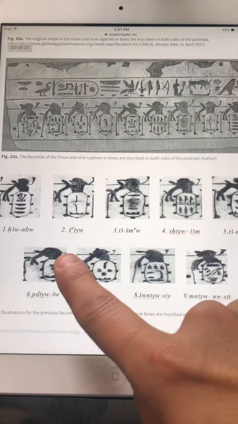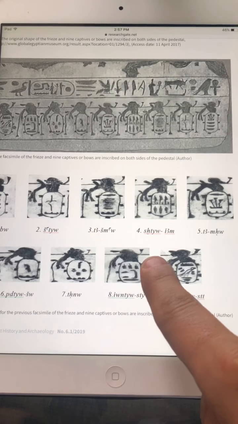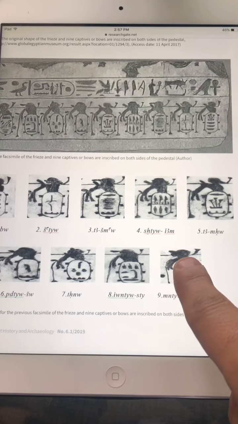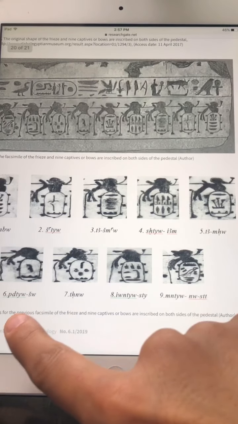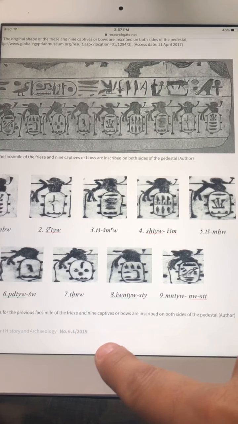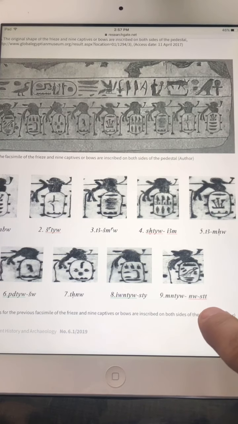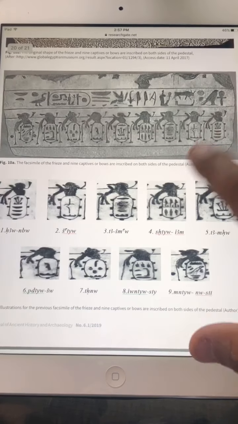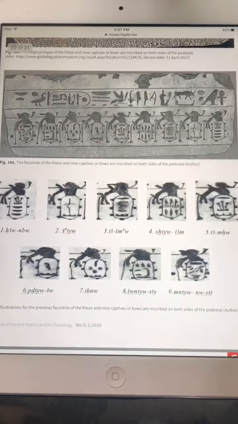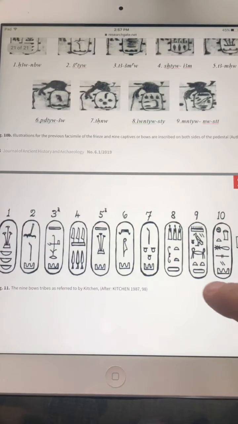Remember the Ha-Nabu, the Shetiu, the Shemeu, the Sektiu Iam, the Tamahu, the Pechtui Shu, the Techenu, the Ementiu Seti, and the Mentiu Nutsetet. So you see, these are the 9 enemies of Egypt, the traditional 9. And here they are again. You can see them properly written, so you can read them properly.